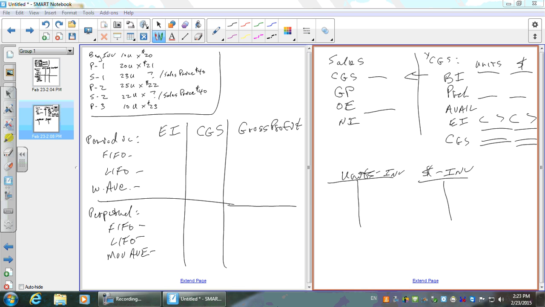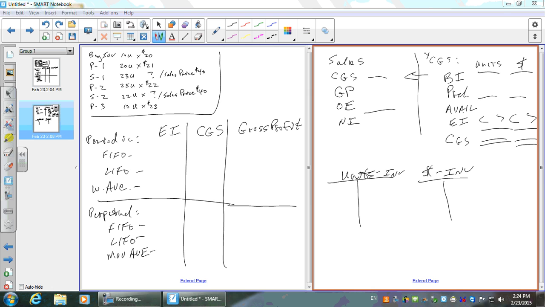So did you get that far? You did if you got the ending units. You have your total cost too? Right, total cost available? Yeah. I don't know if it's right or not, but that looks right.